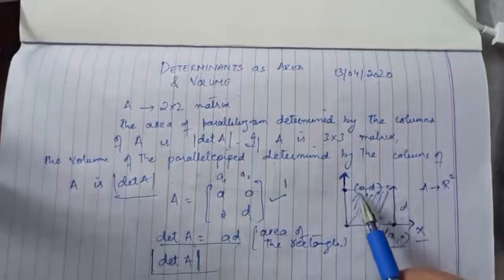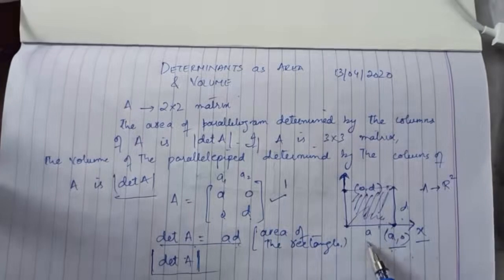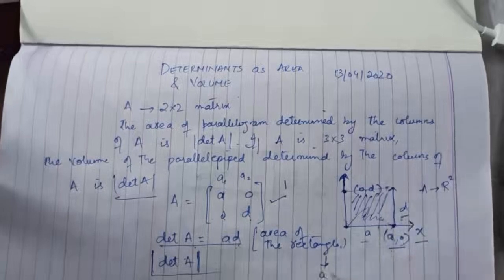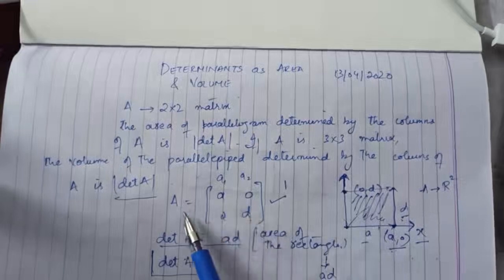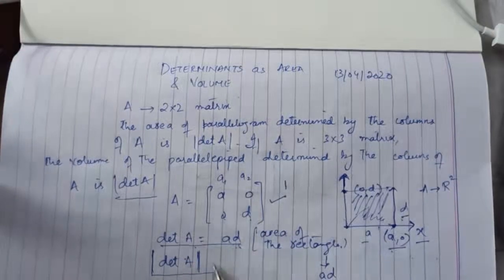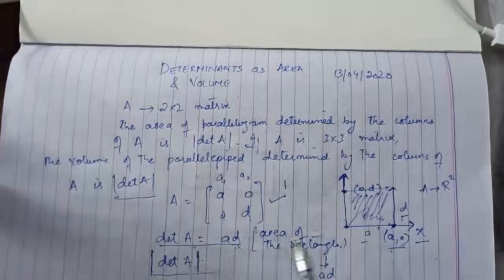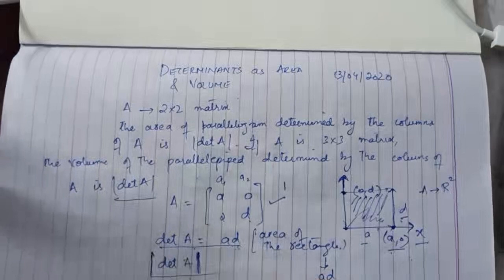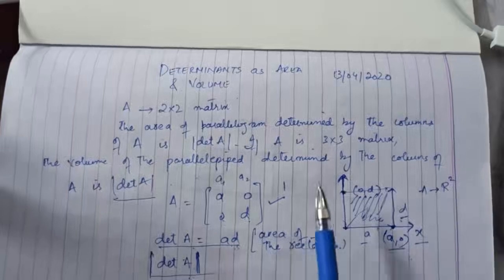Now if you look at this parallelogram, the area of this rectangle is A times D. If you start finding the determinant of this matrix A, this is also A times D. But since we are saying that the determinant represents the area in this case, looking at the sign of A and D, we have to put a magnitude sign on the determinant of A, because area is always positive.